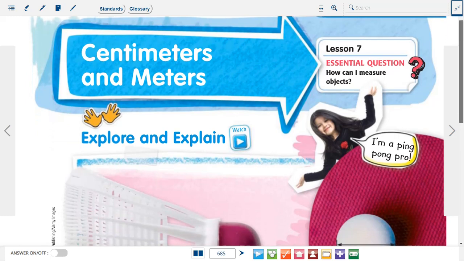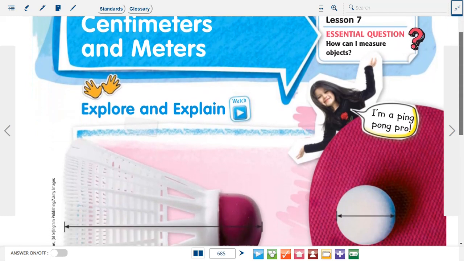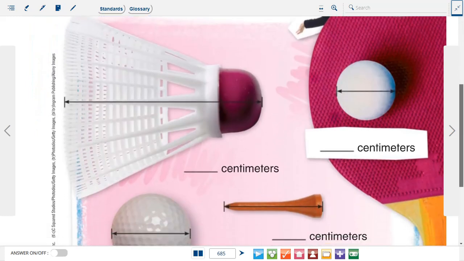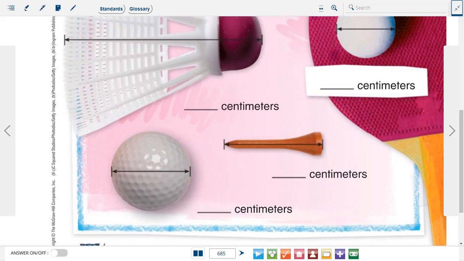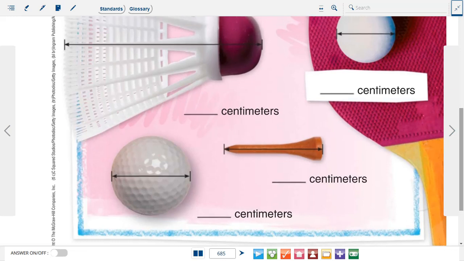Stay with me. As you saw in the video, we can use our ruler to measure the length of small objects like those objects. I don't have a ruler here, but you can use your ruler to measure the length of these objects. Today you're not going to have a homework. All of the lesson will be your homework, okay?